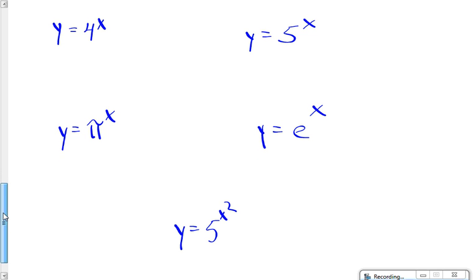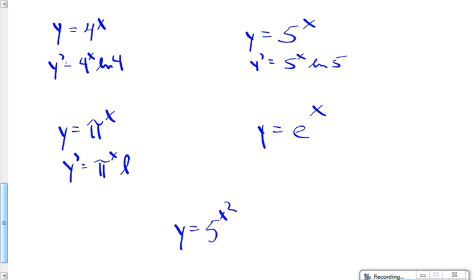Okay, let's do these quickly. What's the derivative? Now again, you don't have to derive the whole thing. Now, guys, it's a rule you memorize. What's the derivative of 4 to the x? 4 to the x, natural log 4. That's it. What's the derivative of 5 to the x? 5 to the x, natural log 5, right? What's the derivative of pi to the x? Pi to the x, natural log pi.